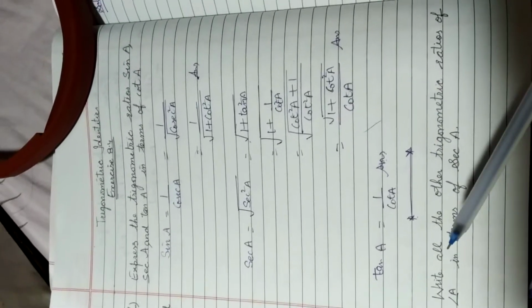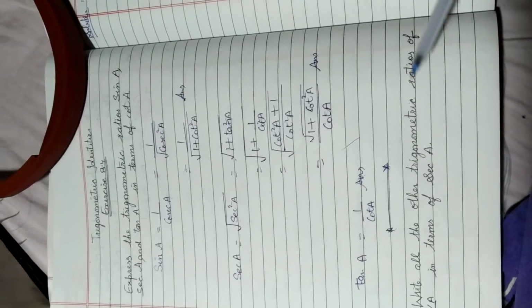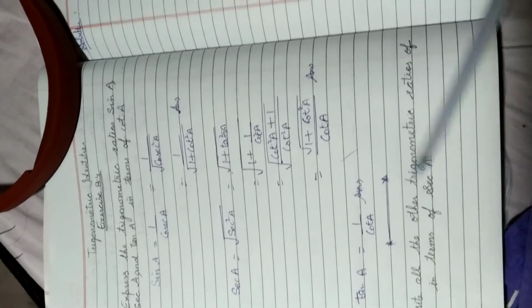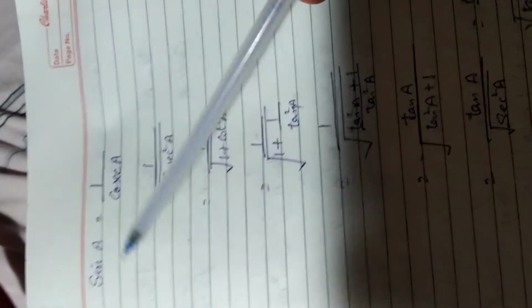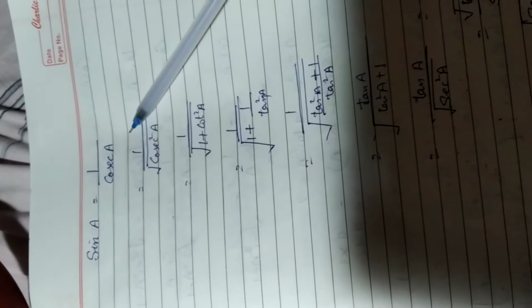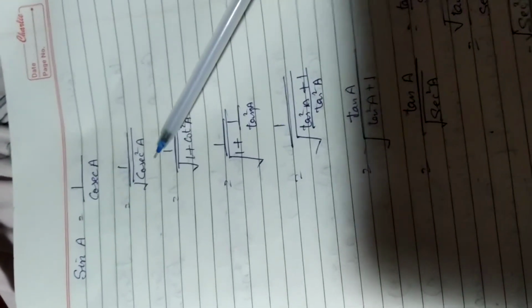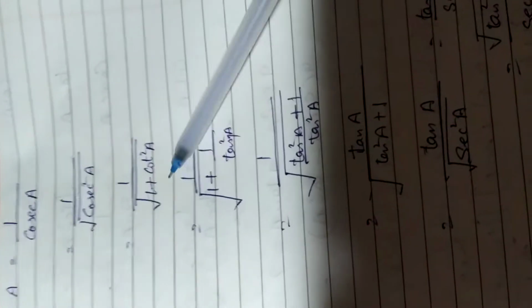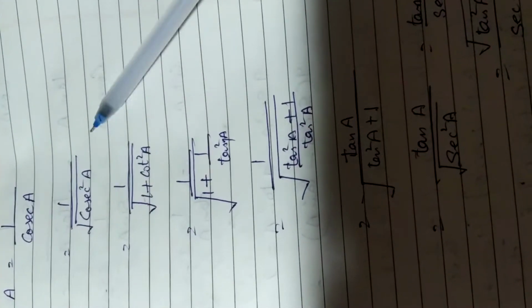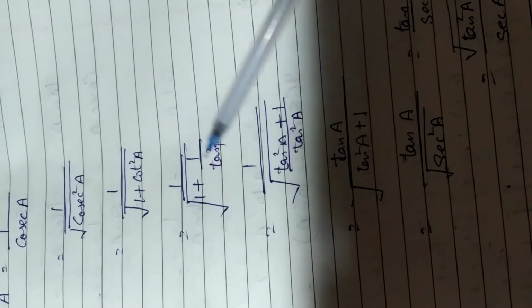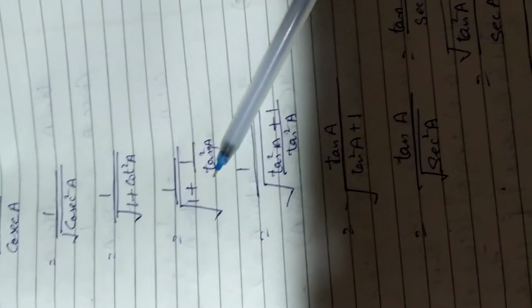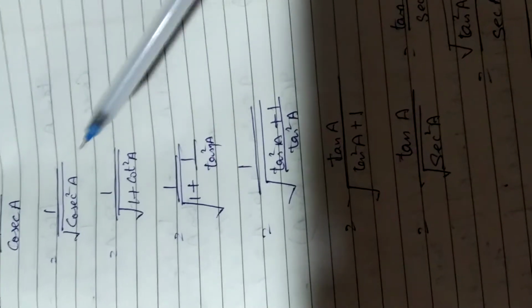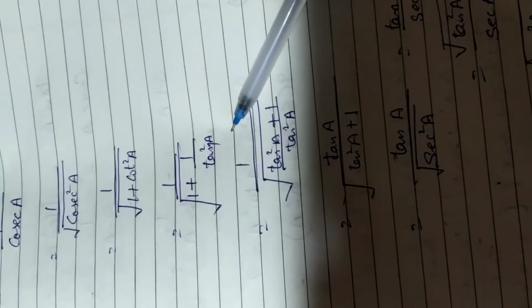Then the next question is write all the other trigonometric ratios of angle A in terms of secant A. Sin A is equal to 1 upon cosecant A. Cosecant A is square root of cosecant square A. Then cosecant square A is equal to 1 upon 1 plus cot square A, under the square root. We have put the identity that we have done just now. It is equal to 1 upon 1 plus 1 upon tan square A. Cot square A can be written as 1 upon tan square A.